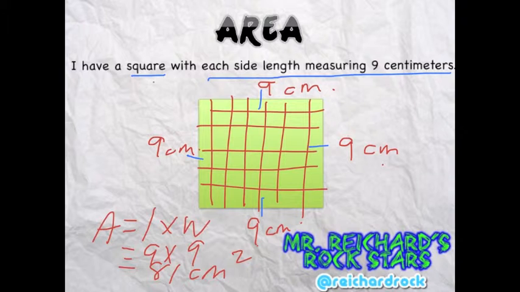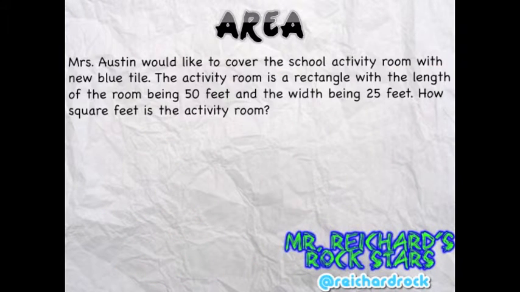A lot of times, people will take 9 times 4. They're thinking perimeter here. So you really have to think about it. You really have to sketch. Let's look at another one.